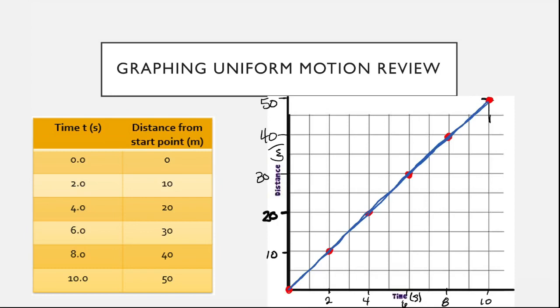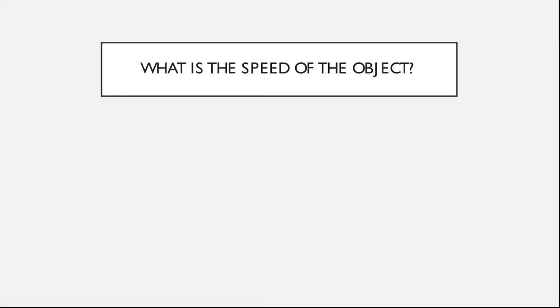time. Here's a question. Do you guys remember with a graph like this, that's uniform motion, how do we find the speed that this thing is going? What's the speed of the object? What do we have to do? We have to find the slope.